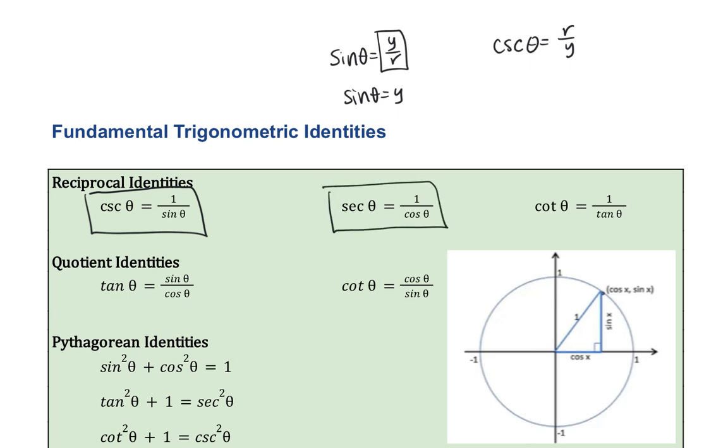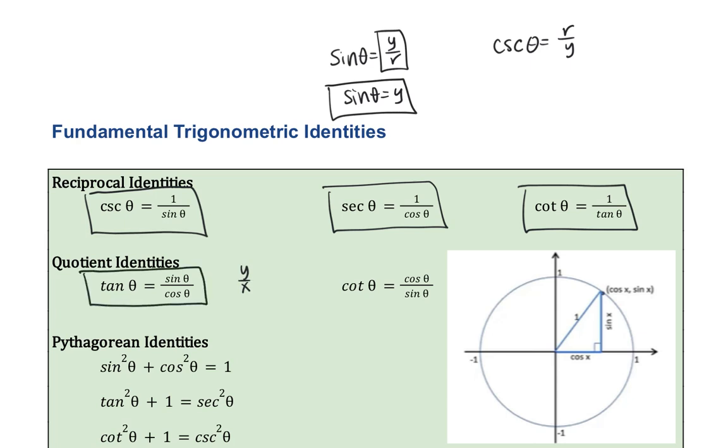Secant is the reciprocal of cosine. Cotangent is the reciprocal of tangent. Okay, and then on the unit circle, tangent is defined as y over x, and since y is sine theta on the unit circle and cosine is x, instead of y over x we can write tangent as sine theta over cosine theta. And likewise, cotangent can be written cosine theta over sine theta.